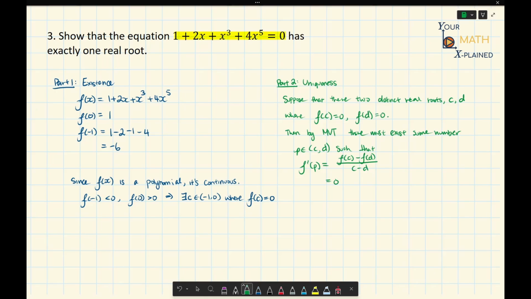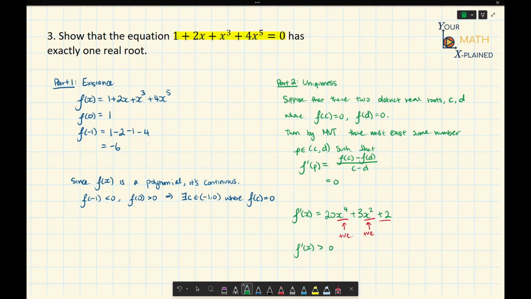However, let's take a look at what f prime of x actually is. So f prime of x is equal to 20x to the power of 4 plus 3x squared plus 2. Now notice how we have x to the power of 4 and x squared. And these are always going to be positive numbers because we have even exponents. So both of these are going to end up being positive numbers. And then our last constant term is a plus 2. So what this means is that f prime of x is going to be always greater than 0.